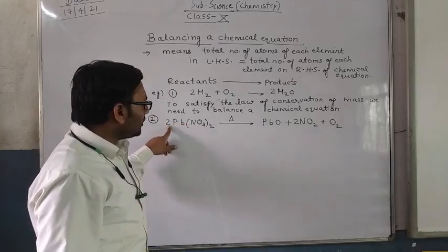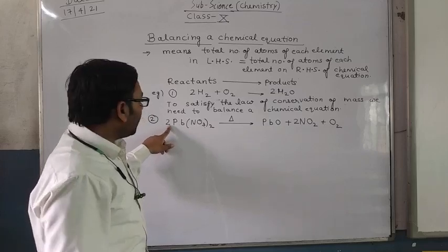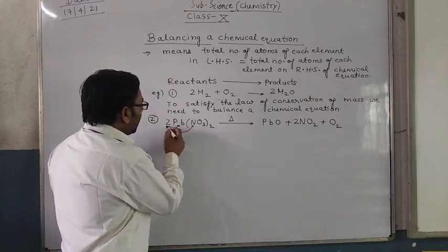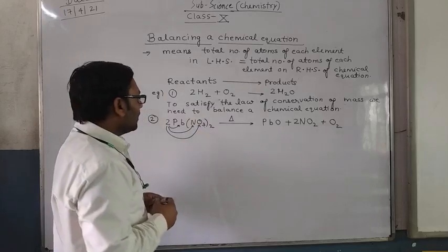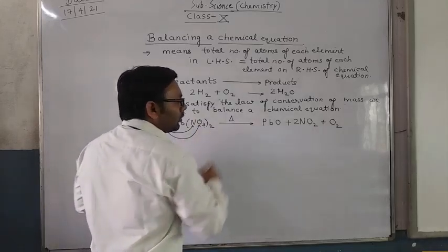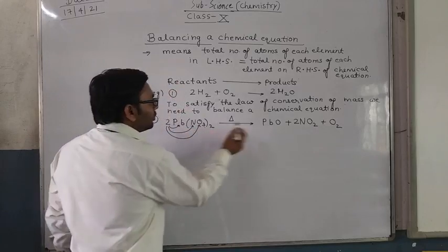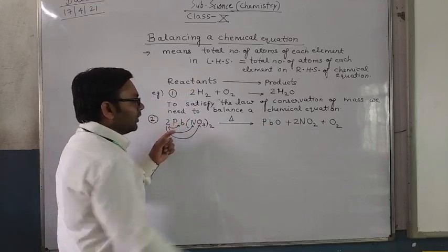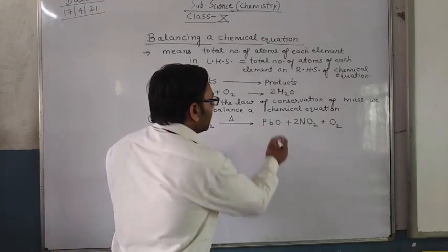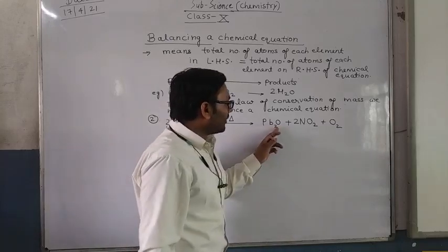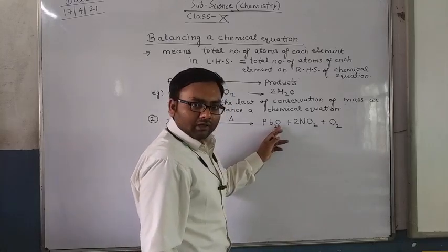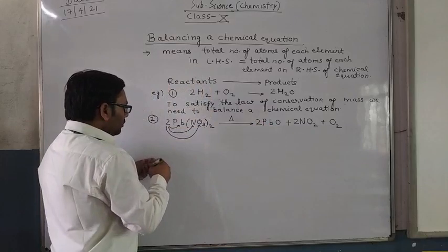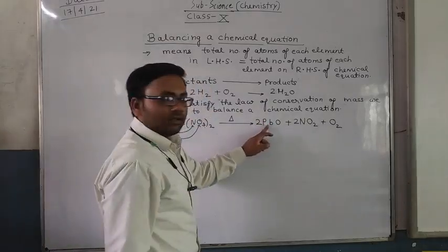What will happen if we use the stoichiometric coefficient 2 here? This 2 is for lead also, for nitrogen also, and for this oxygen also. Now look at the right hand side. If lead is 2 on the left hand side, then on the right hand side it must also be 2. But this 2 cannot be applied here, because this will change the formula of lead oxide. So this 2 has to be placed here. Now lead is 2 on both sides.